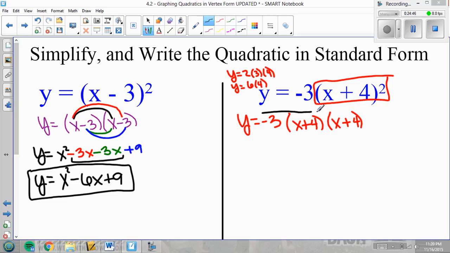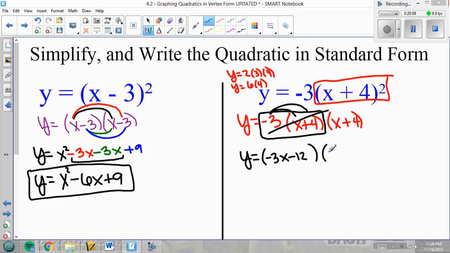So first, I want you to focus on those first 2 terms. So negative 3 times the quantity of x plus 4. So I want you to distribute this. Okay, and you're going to drop it down right underneath. So I have negative 3x minus 12. Okay, so now that's gone, and I can drop down x plus 4. Now this looks just like the problem we did over here. So I want you to distribute and simplify this one at your seat.